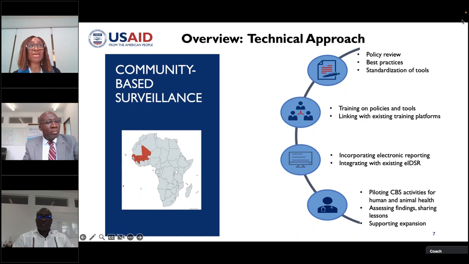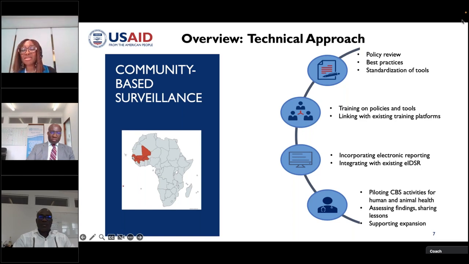So IDDS approached CBS implementation in our focus countries by focusing on the following areas: governance and resiliency with policy reviews, looking at best practices and standardizing existing tools across partners and across agencies, and making sure that these policies and tools and guidelines were then transmitted into training the implementers. So we built technical capacity amongst the host country implementers based on the tools that had been revised and standardized, and made sure that the training was linked to existing training platforms for sustainability purposes.